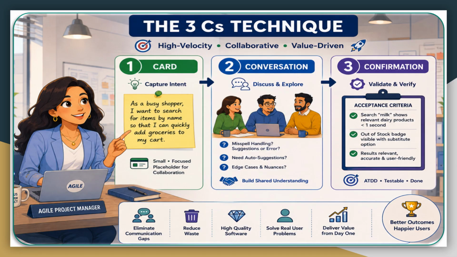The final C is confirmation. This represents the acceptance criteria that prove the story is truly complete and works as intended. When should this confirmation be written? It should be written before the user story is picked for development. In this step, we transform the subjective ideas from our conversation into objective, testable outcomes. For our search feature in the grocery app, the confirmation might include specific acceptance test driven development, or ATDD, scenarios.